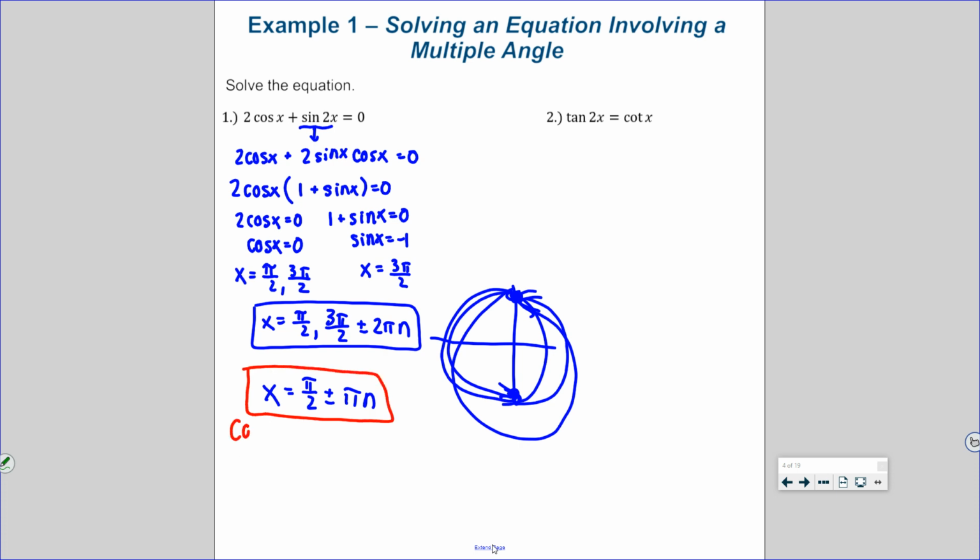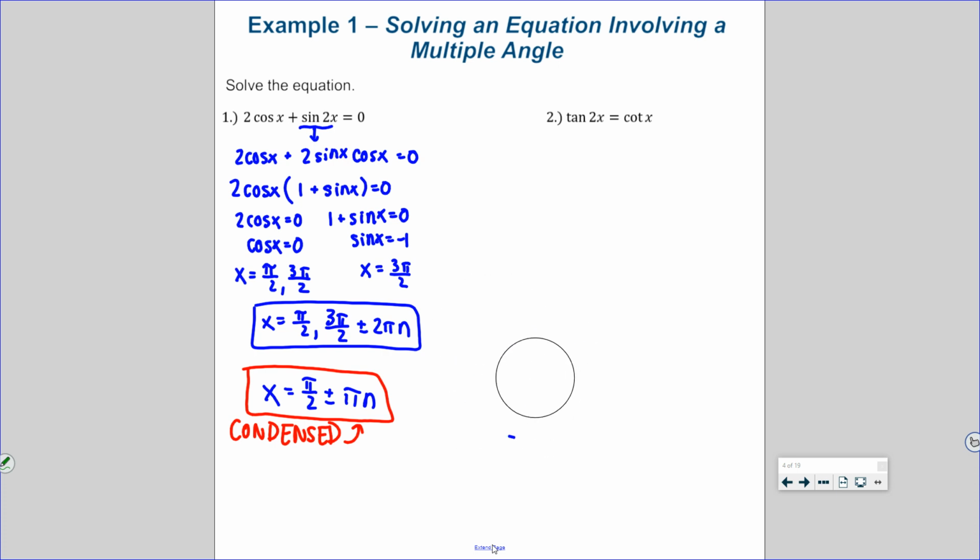I'll just say condensed. That says the same thing. Okay? I'm okay with us getting to here. This demonstrates to me that you solved this correctly. This is just another step further in making your answer a little bit more condensed or a little bit more simplified, okay?